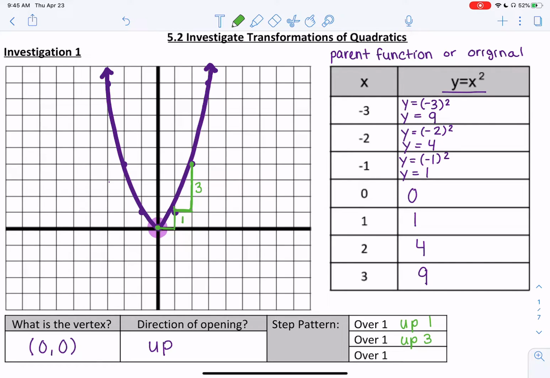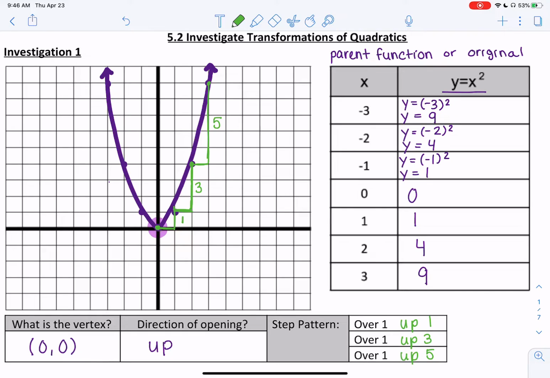And then I'm going to do that one more time. I go over 1 and I bring my pencil up and I go up 5. So our normal step pattern of our original parabola is always over 1, up 1, over 1, up 3, over 1, up 5. And this is a really good way of being able to have one point and then we can find all the other points on the parabola. So those are going to be the three main things that we're looking for in all of our parabolas.